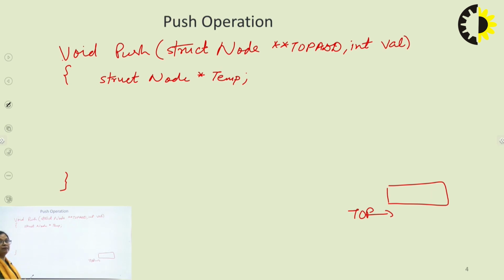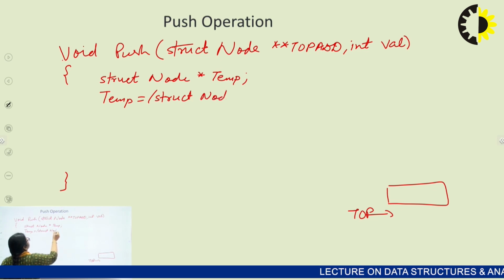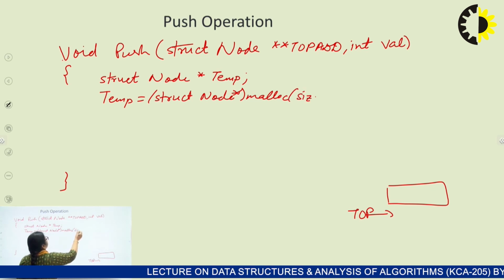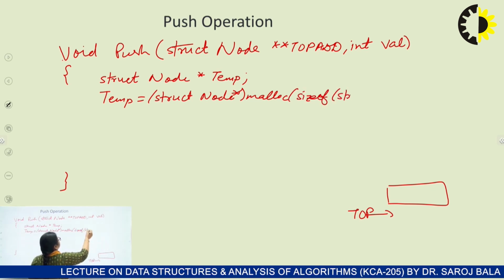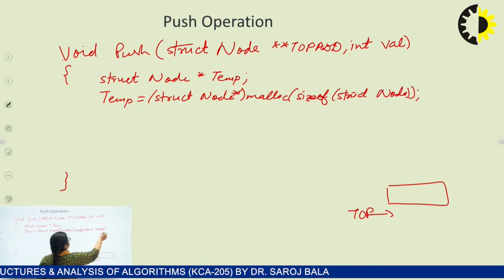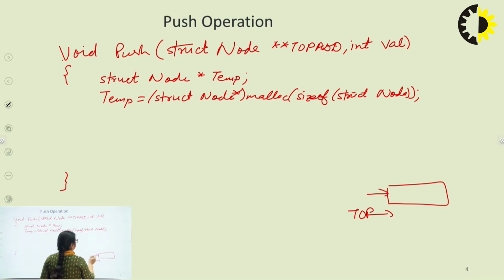Okay, so that's why I have taken a temporary variable, struct node star temp, and in temp I'll allocate memory, struct node star malloc sizeof struct node. So now this has been created. After creation of this, what happened? Its address is stored in temp. Now temp is pointing to this.